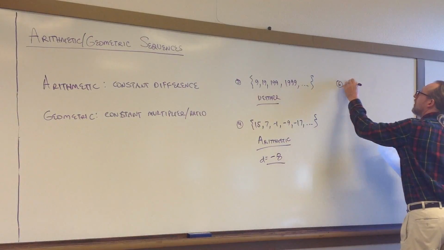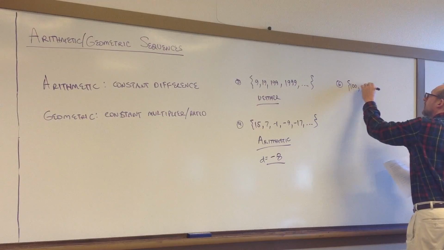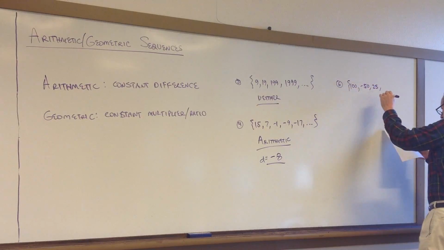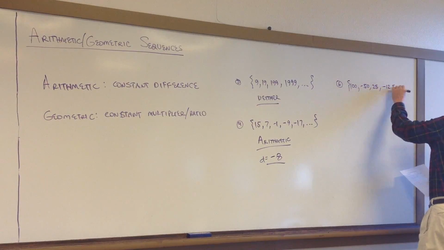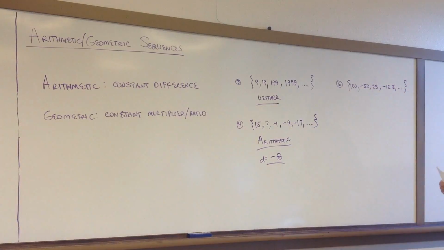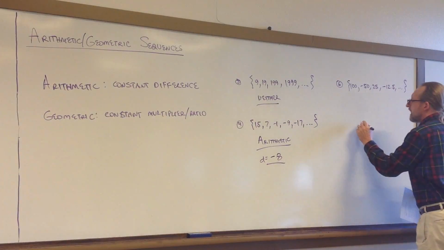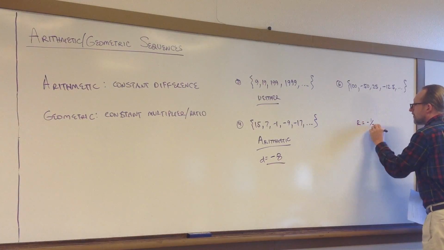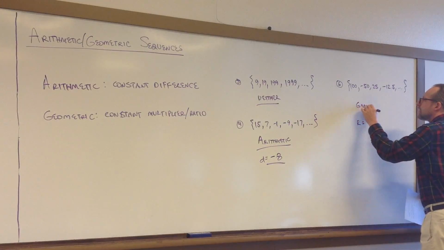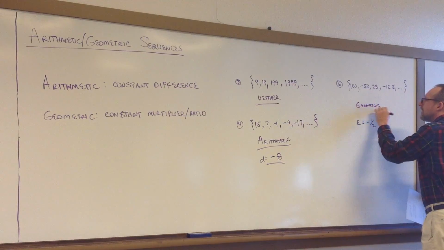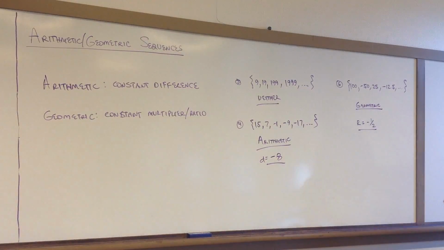Problem 6, 100, negative 50, 25, negative 12 and a half. So we don't have a constant difference. For one thing, it's alternating back and forth. And even if you look at the absolute values, you still wouldn't get a constant difference. But you do get a constant ratio, where there's a constant multiplier of negative 1/2 here. So this is a geometric sequence, and it has a constant ratio of negative 1/2.